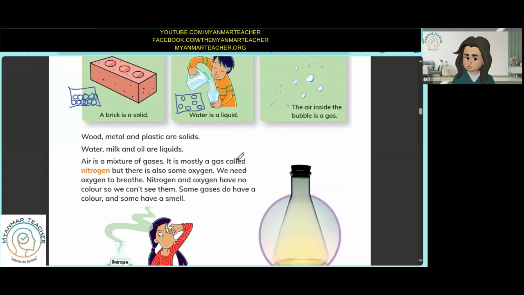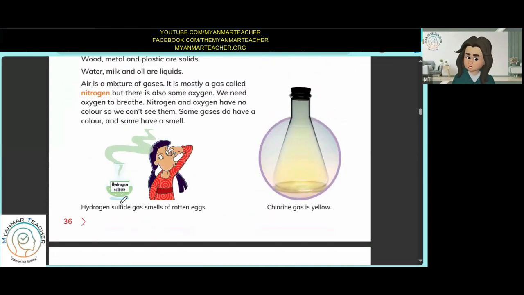It is mostly a gas called nitrogen, but there is some oxygen. We need oxygen to breathe. Nitrogen and oxygen have no color, so we can't see them. Some gases do have a color, and some have a smell. Hydrogen sulfide gas smells of rotten eggs. Chlorine gas is yellow. So you can get different colors and different smells.